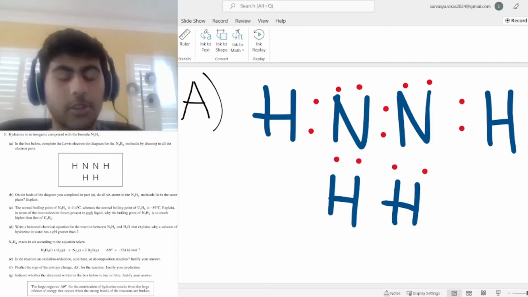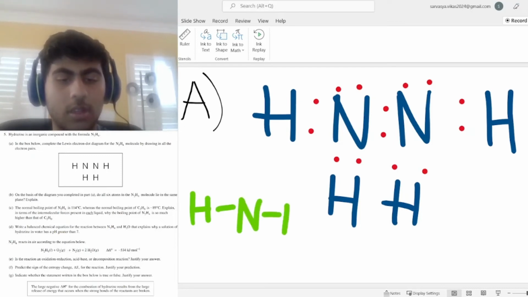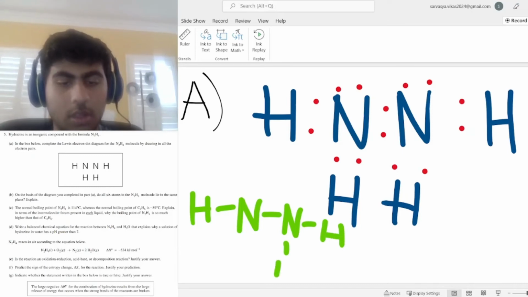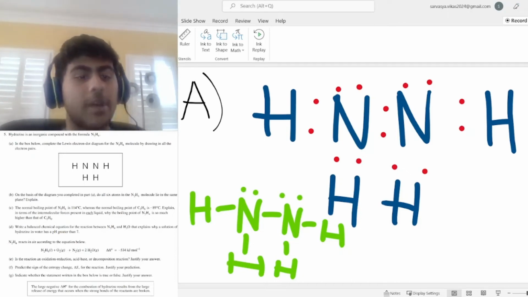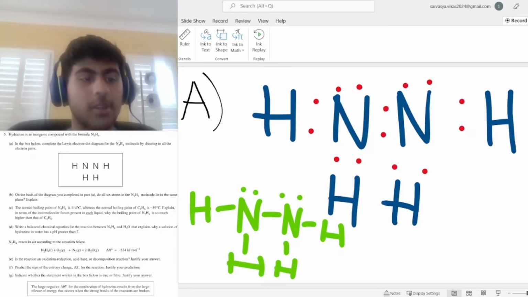but you can always draw it. You can also draw it that way, as in something that looks like this. Right, even though they told you electron dot diagram, you can still draw it the way in green. It really doesn't matter. Both of them are valid structures. Both of them work, and we can move on to the next part of this question.